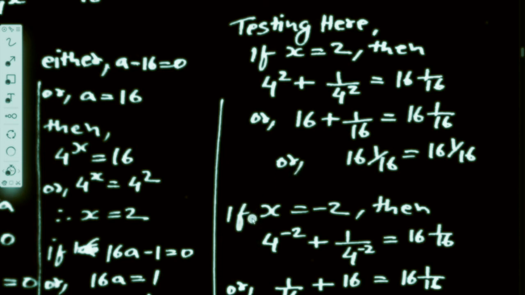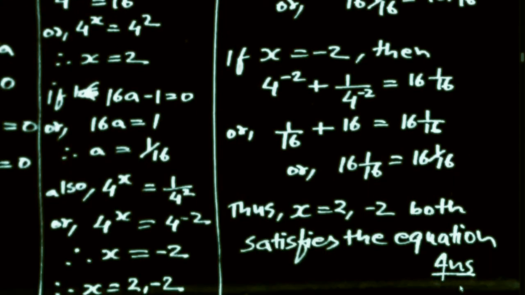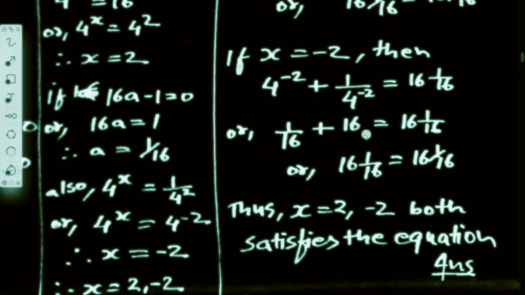We see again here, if x equals minus 2, we keep minus 2 in place of x in every step. Then 4 power minus 2 plus 1 by 4 power minus 2 equals 16 plus 1 by 16. 4 power minus 2 means 1 by 16, and 1 by 4 power minus 2 means 16. So 1 by 16 plus 16 equals 16 plus 1 by 16. Both sides are the same.